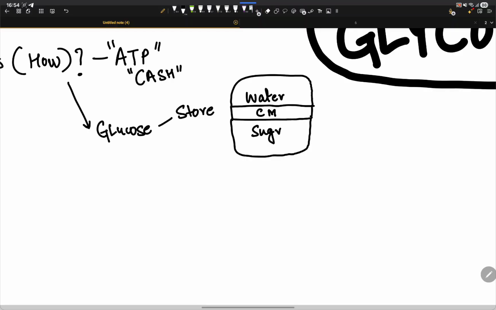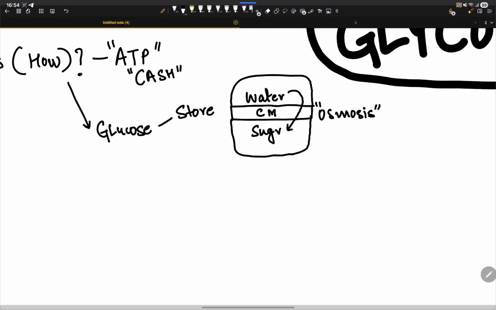The question is, can water cross the membrane to meet sugar? Absolutely yes, because water tries to equalize the concentration difference. This movement is called osmosis. What is osmosis? When water tries to equalize the concentration gradient in both compartments, that's called osmosis, right?